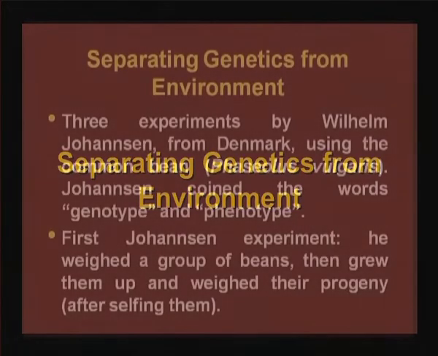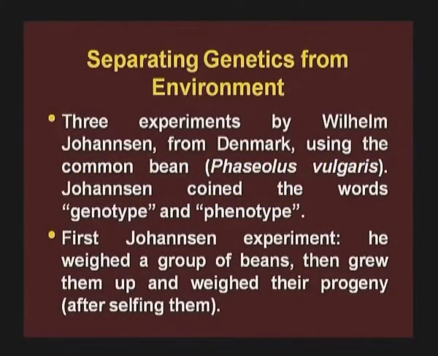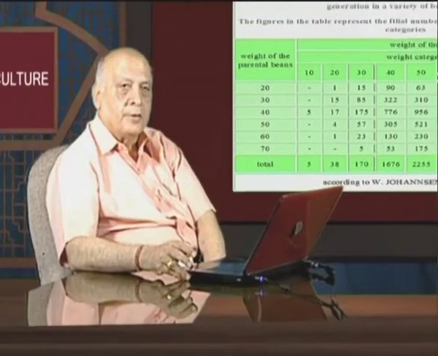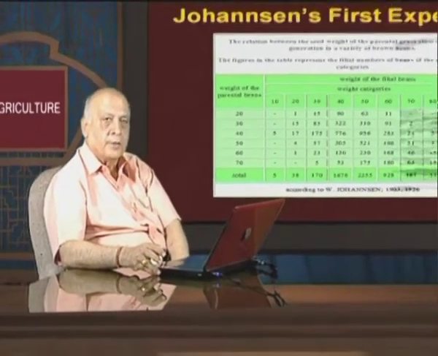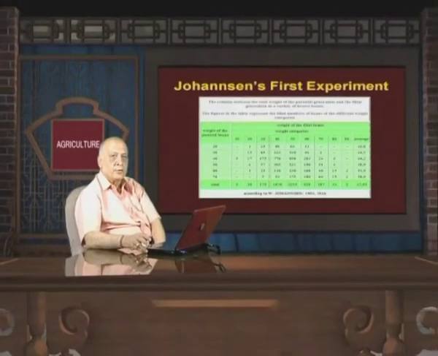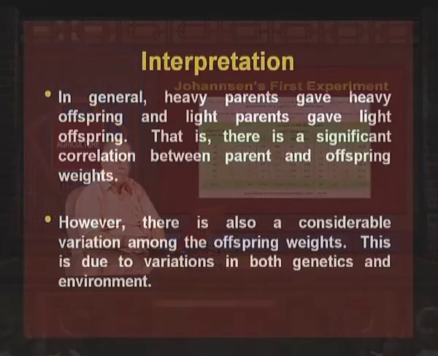Separating genetics from environment involved three experiments by Wilhelm Johannsen from Denmark using the common bean, Phaseolus vulgaris. Johannsen coined the words genotype and phenotype. In the first experiment, he weighed a group of beans, then grew them up and weighed their progeny after selfing them. This is the chart which shows the quantitative variation, not the qualitative, in the grain weight of Phaseolus vulgaris.